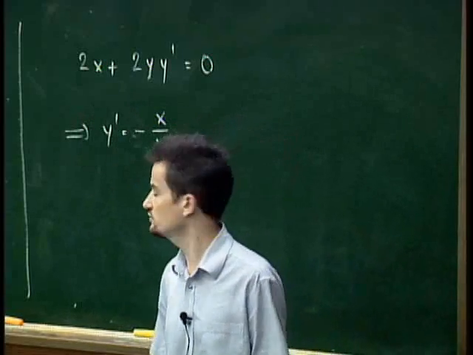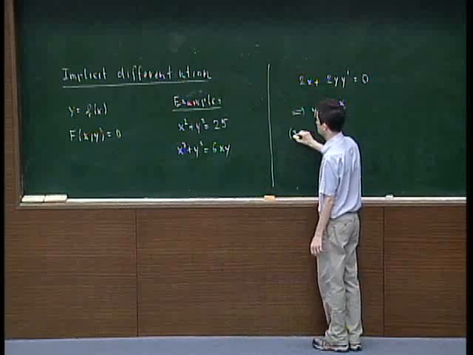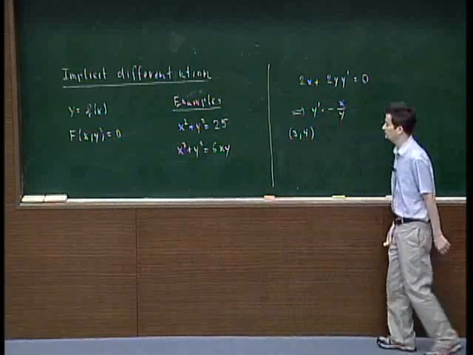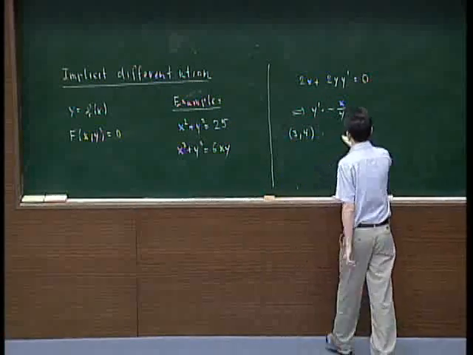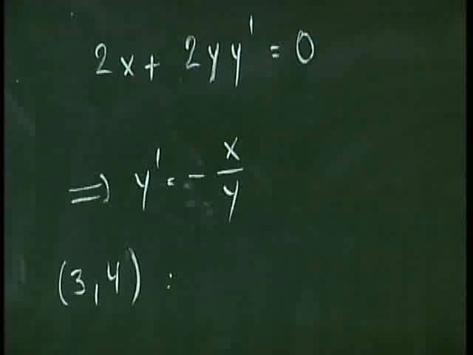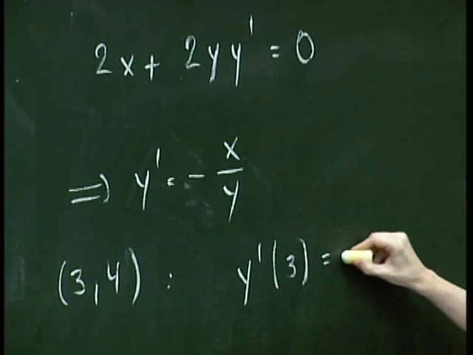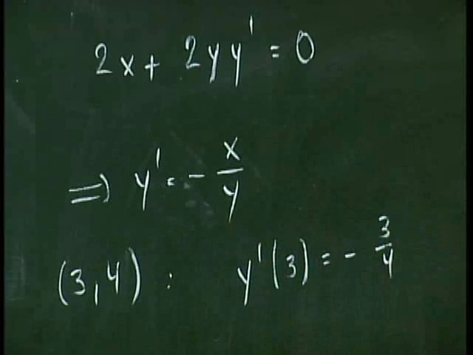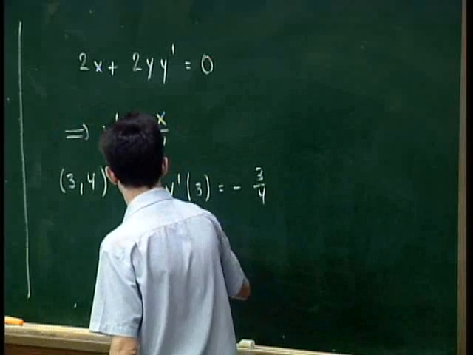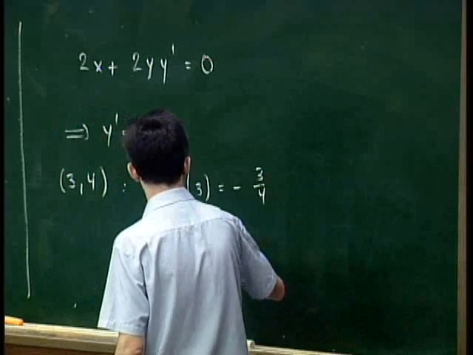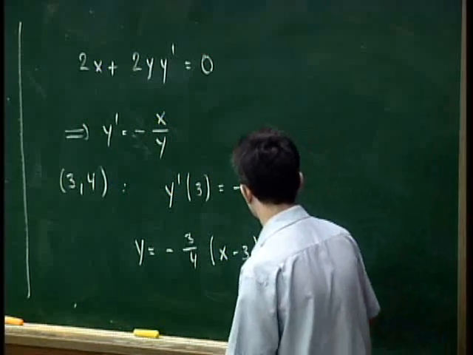Okay. So for instance, if you are interested in a point which lies on this curve, for instance, (3, 4), and you are interested in the tangent at this point, you can directly work with this expression for the derivative. So you see that the derivative at the point 3 is equal to minus 3 over 4. So from here you can find the equation of the tangent, which is minus 3 over 4 times (x minus 3) plus 4. And of course you can simplify this.